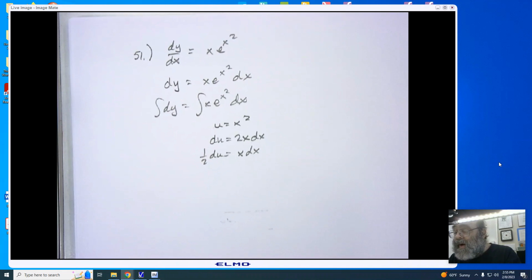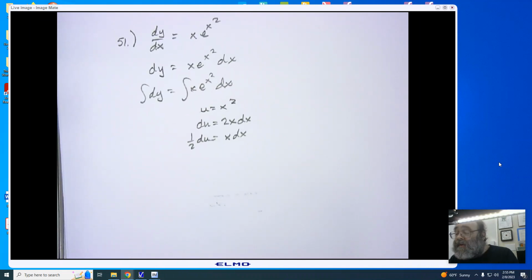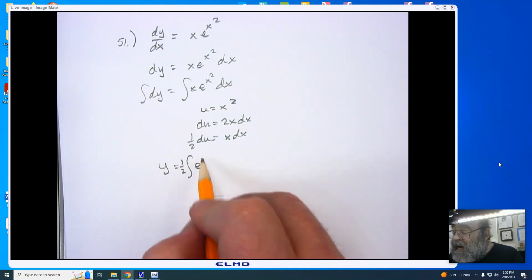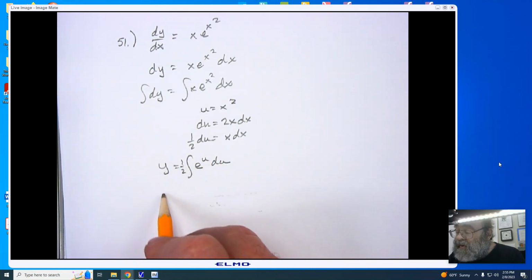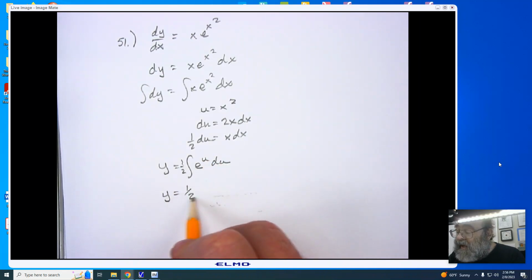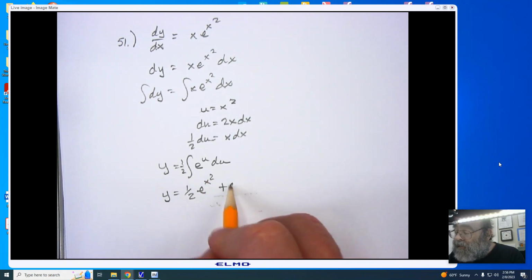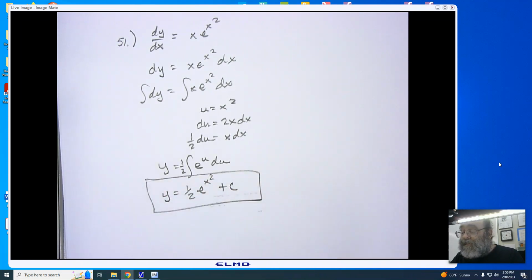Alrighty, I now have my 1/2 du equals x dx, and I can see I have an x dx. So I have y equaling the integration. The 1/2 moves in the front, and I have e to the u du, which allows me to get y equals 1/2 e to the u, where I back substitute x squared, and don't forget plus c.